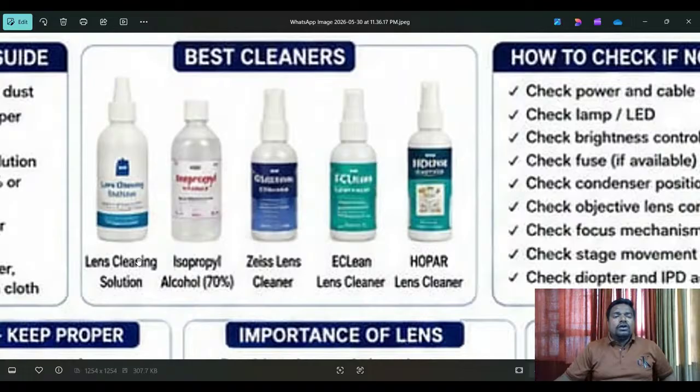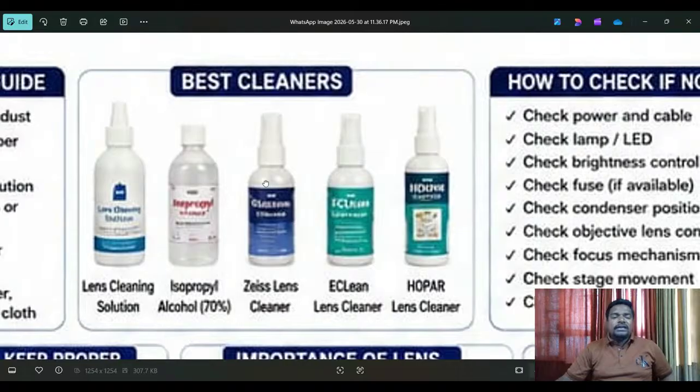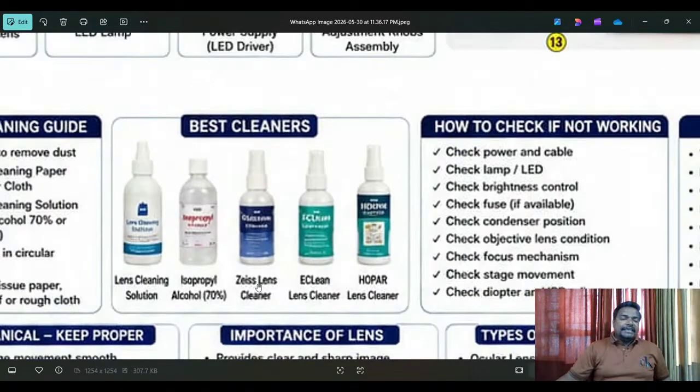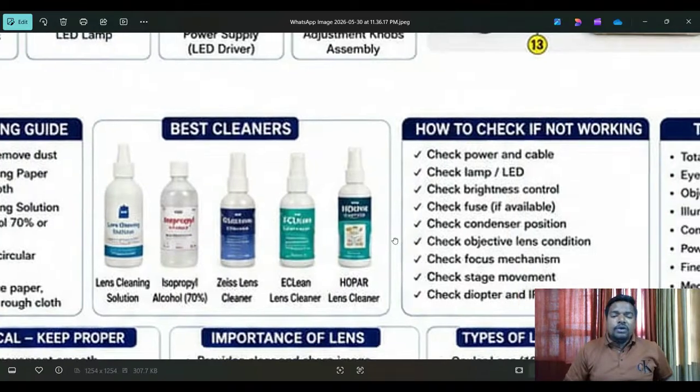These are available in medical stores and in the local market, and most of these things are available in the local market. See here: lens cleaning solution, isopropyl alcohol 70%, Jace lens cleaner, e-cleaner, and Hopper lens cleaner. These are the first preferable, best cleaners. Please follow the instructions, because these are medical equipment, and don't try to use your own knowledge.